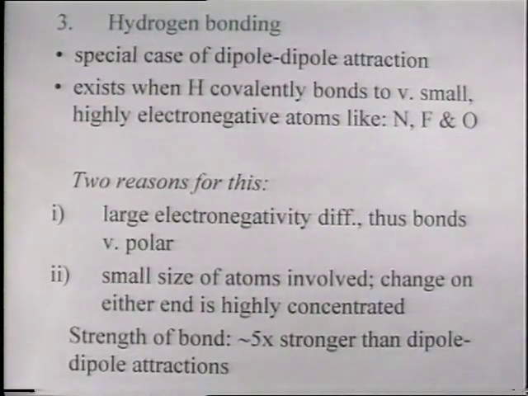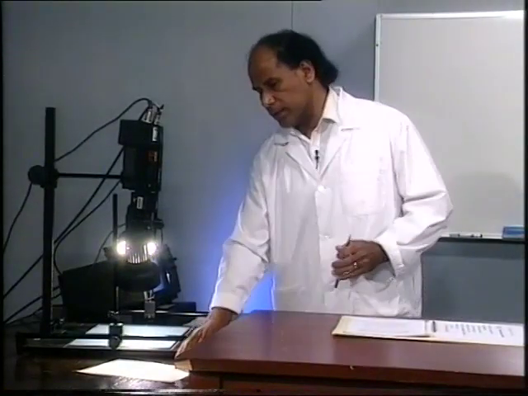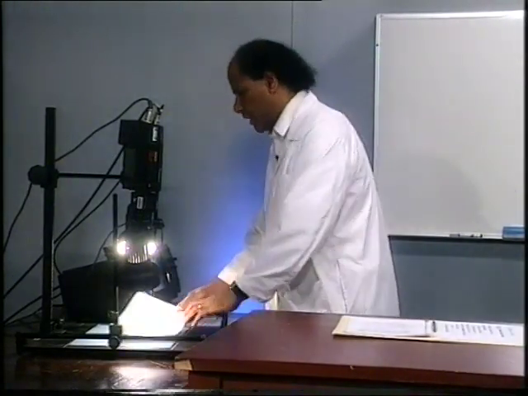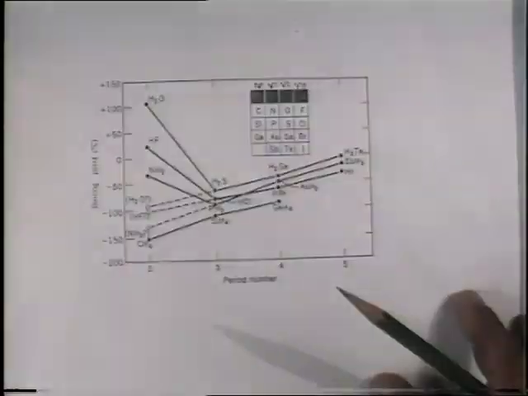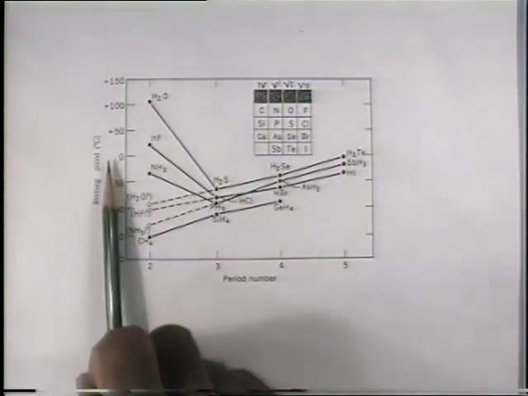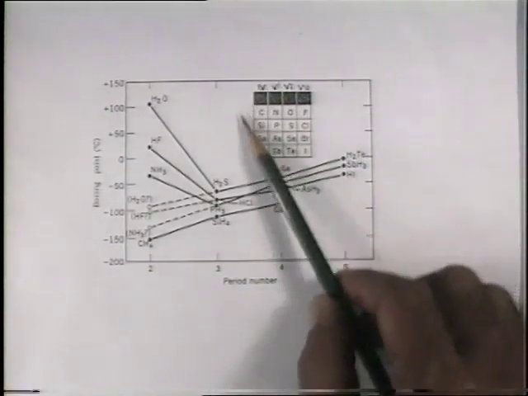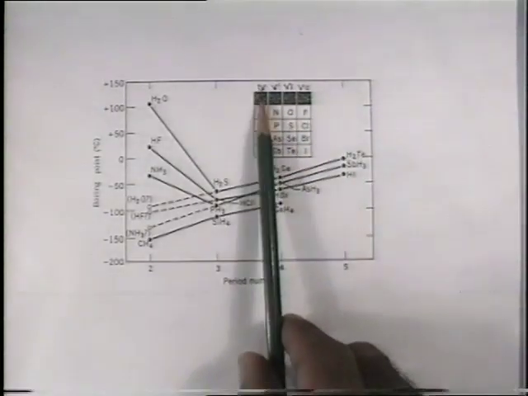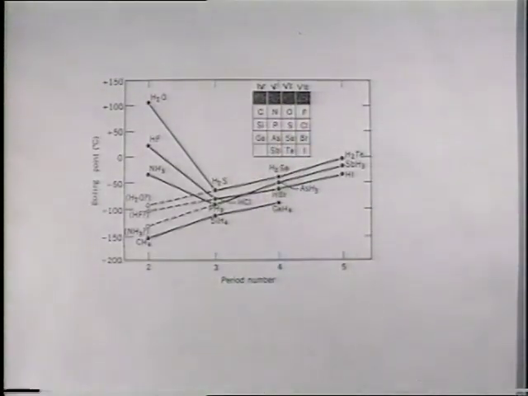The strength of this hydrogen bonding is much stronger. It's about 5 times stronger than the first kind that we looked at, the dipole-dipole attractions. Just to illustrate further the effect of hydrogen bonding, I have here a graph that illustrates this bonding. On this axis here we have boiling points, and on the horizontal axis we have the period number. In this small box you can see the groups. That's group 4, group 5, 6, and 7 of the periodic table.